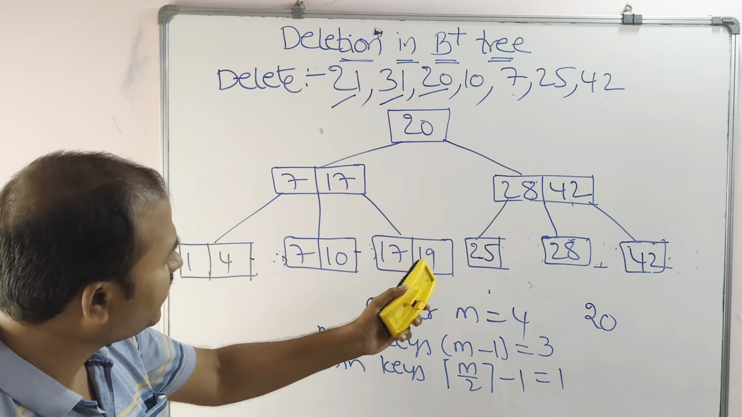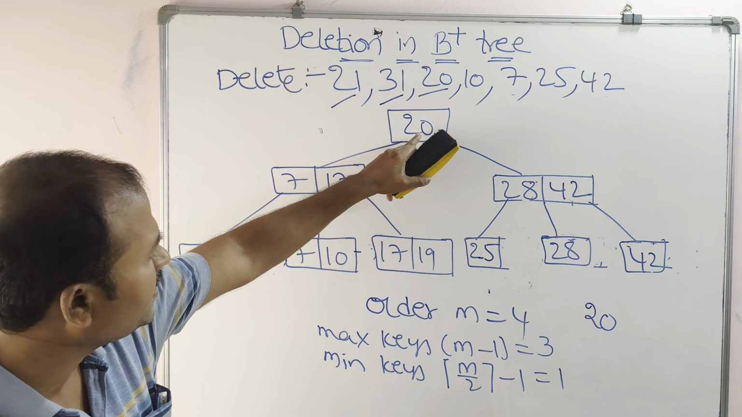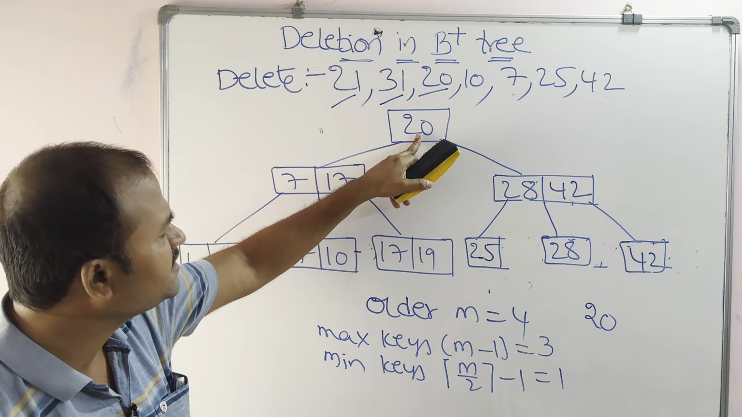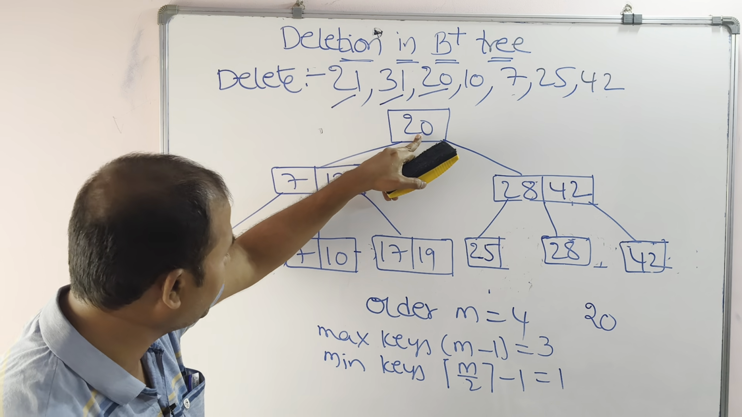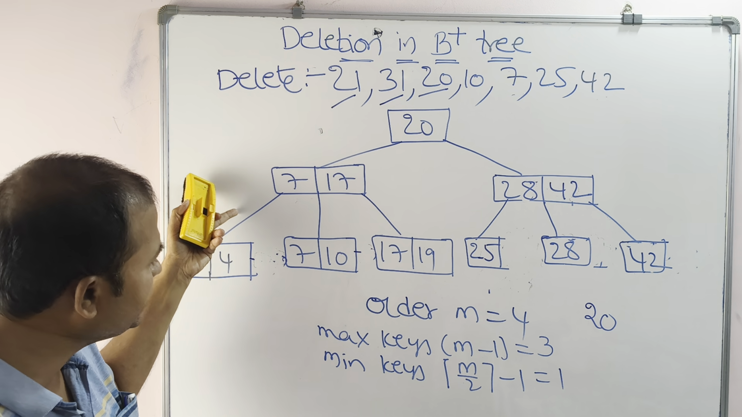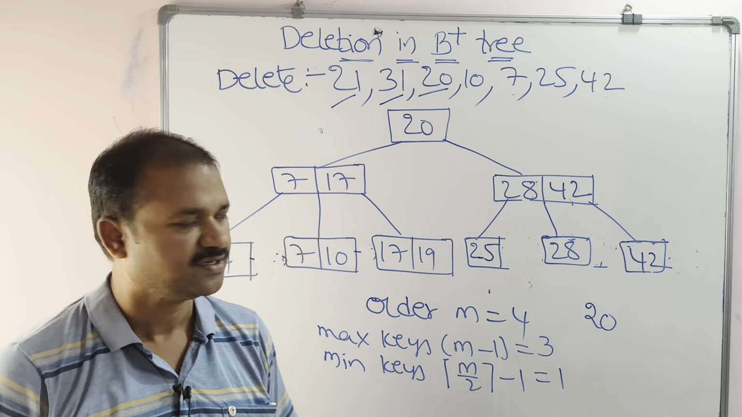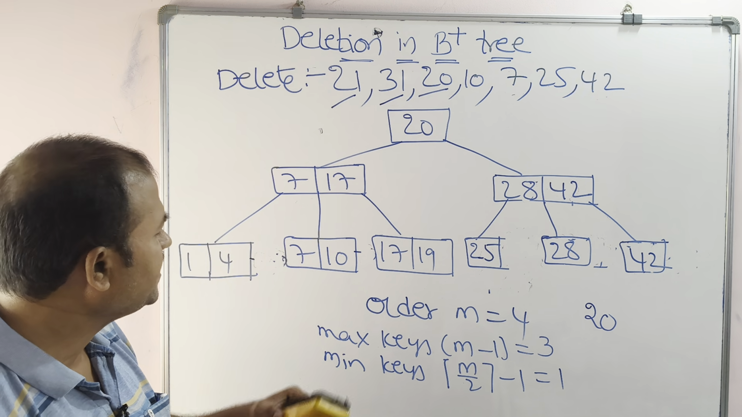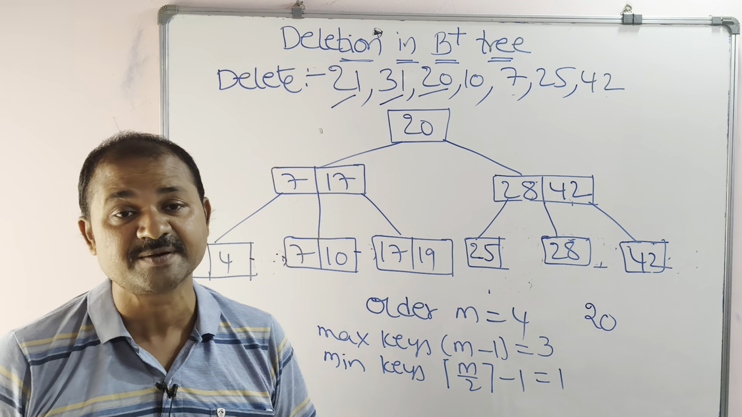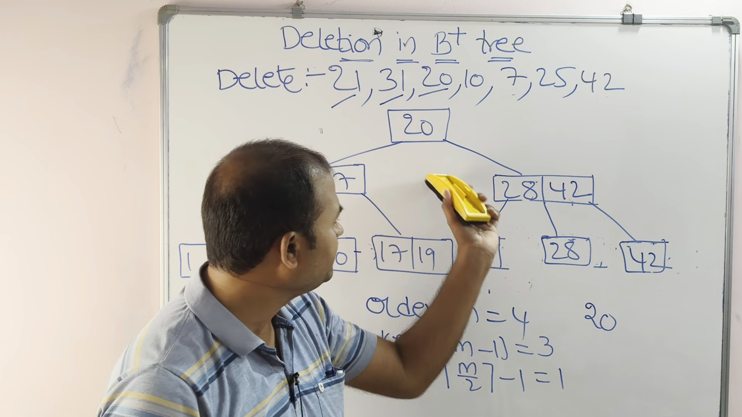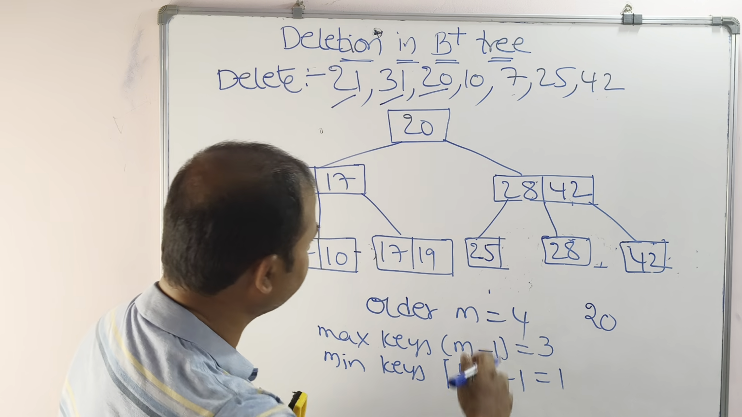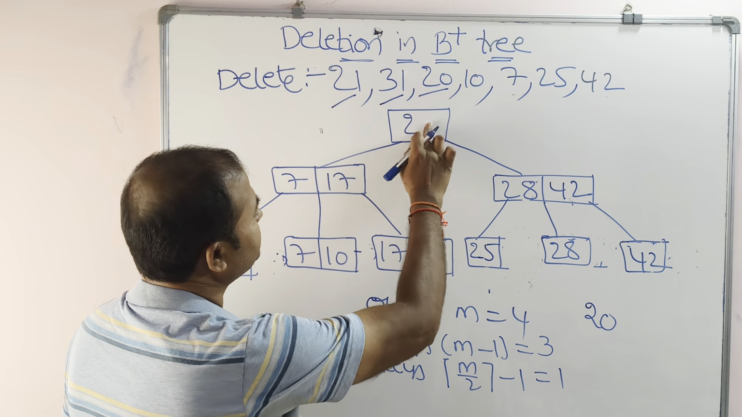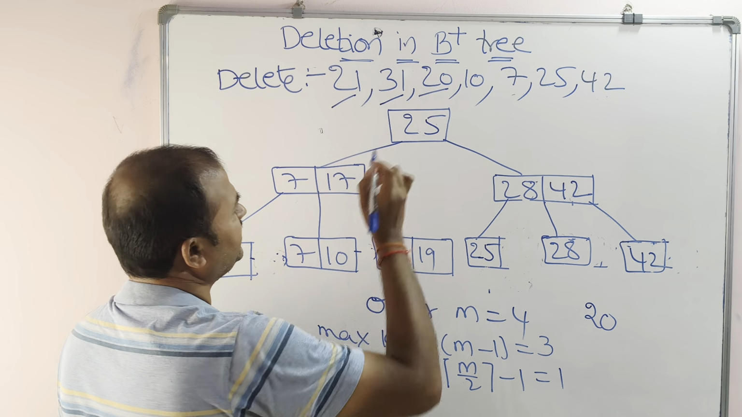After deleting 20, in the internal node we still have 20. For an internal node, we have to replace it with either the inorder predecessor or the inorder successor. The inorder successor means the right subtree minimum value, whereas the inorder predecessor means the left subtree maximum value. Here I am replacing with the inorder successor. The right subtree minimum value is 25, so let us replace 20 with 25.